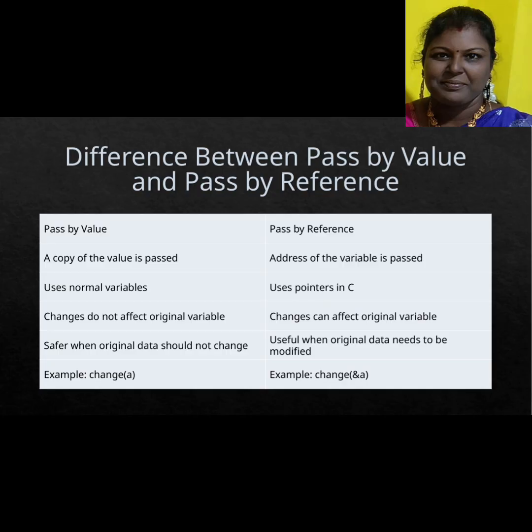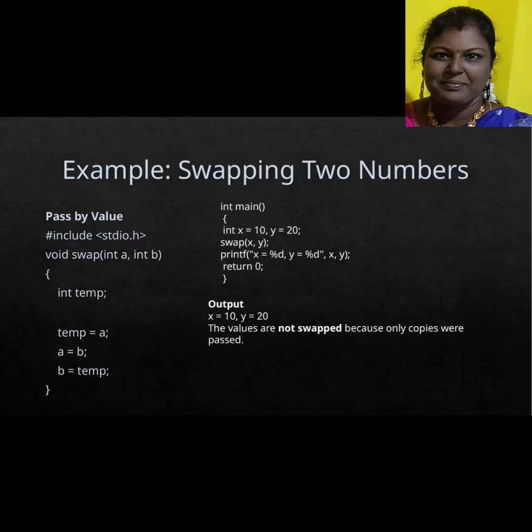Here's an example showing how passing by value works in C. We have two variables, x and y, set to 10 and 20. When we call the swap function, it only swaps copies of these values, not the originals. So, even after the swap function runs, x and y remain unchanged. This is because the function works with local copies, not the actual variables. It's a key concept to understand when dealing with function arguments.